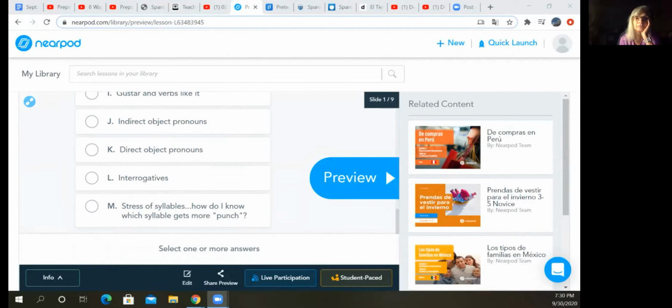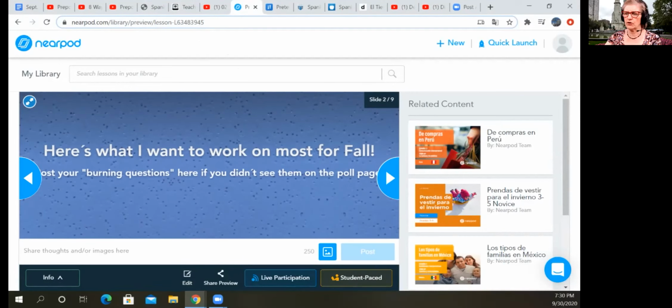So it will start with a whole bunch of topics. Check the things that you want to make sure I do a review on. If you don't see the thing that your heart most desires, because you want to know vocabulary about sports, or vocabulary in a department store, lo que sea, whatever it may be, if you don't see it on that list, post it here.